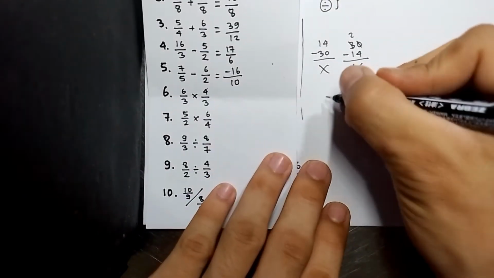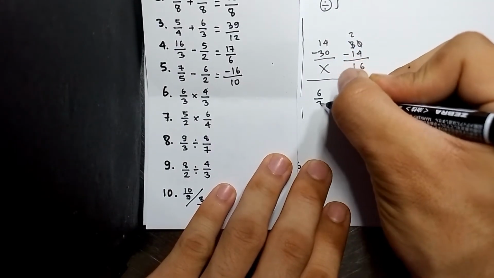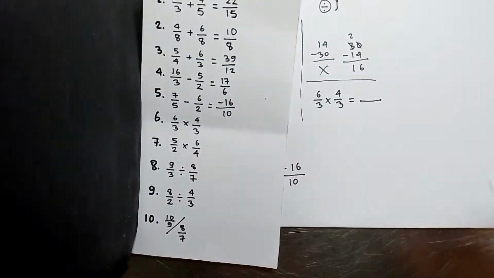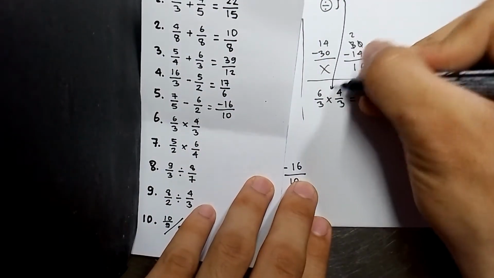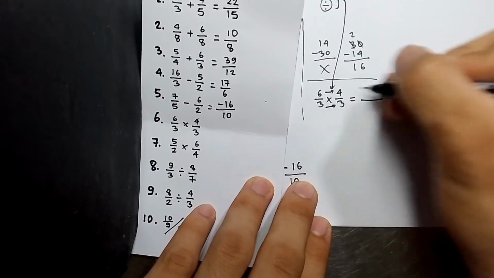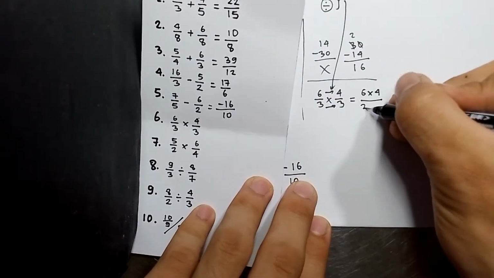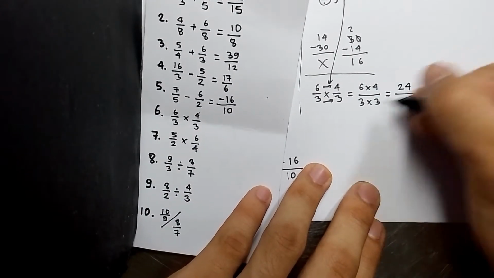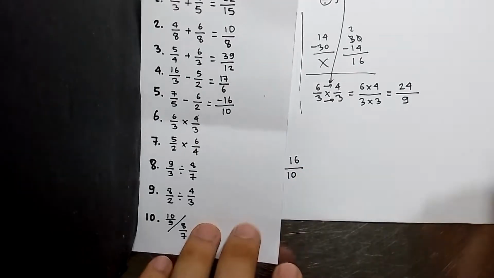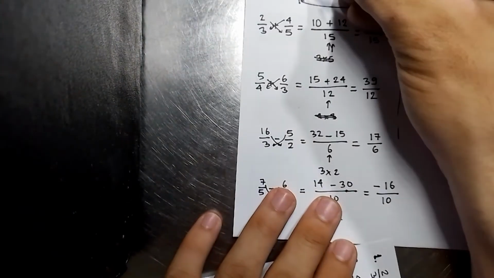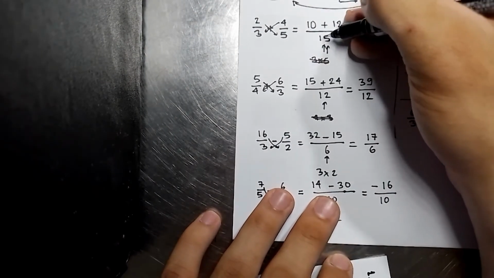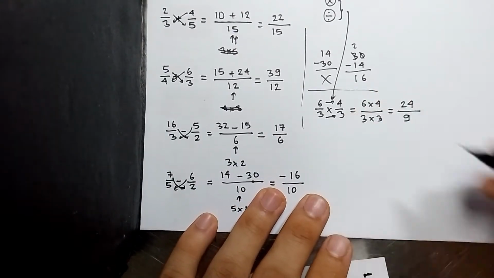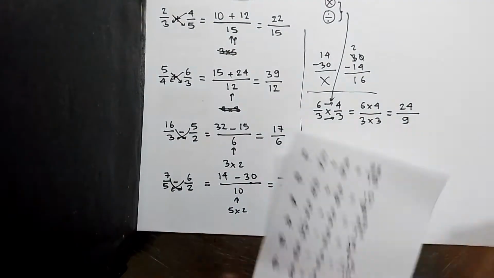Okay, let's move back. So we have 6 over 3 times 4 over 3. So to multiply, this is how you solve it. 6 times 4, 3 times 3, okay? 6 times 4 is equal to 24. And here at the denominator we have 9, 3 times 3. It is much easier compared to the previous exercise that we have just solved. Here we needed to find a common denominator, but this exercise we just multiply directly, very simple.